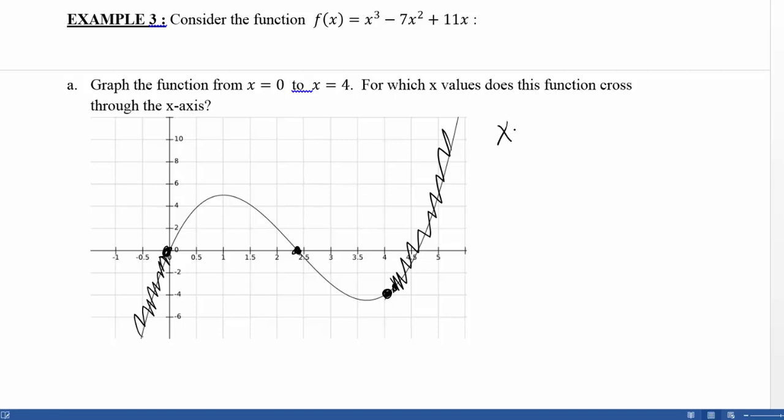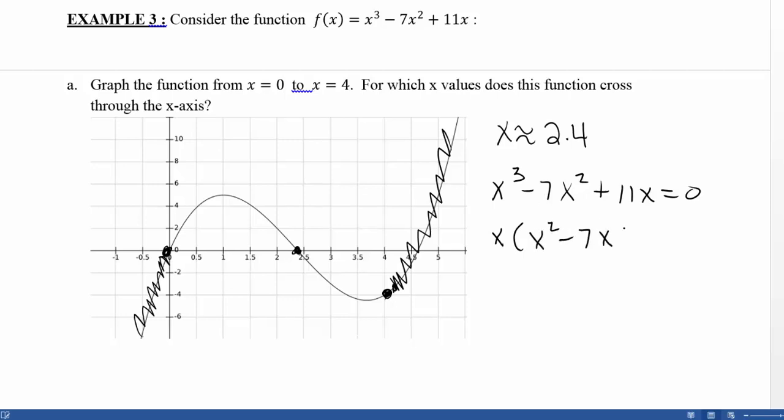So that happens visually at approximately 2.4. If we wanted to find this point more accurately, which we're going to need to, then we're going to have to figure out where our function equals 0. So let's take our function and do a little factoring here. We have x cubed minus 7x squared plus 11x equals 0. I'm going to factor out an x term. So I'm left with x times x squared minus 7x plus 11 equals 0. So either x equals 0 or the expression in the parentheses equals 0.